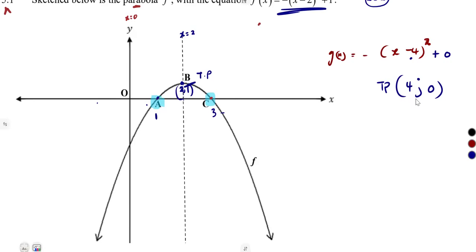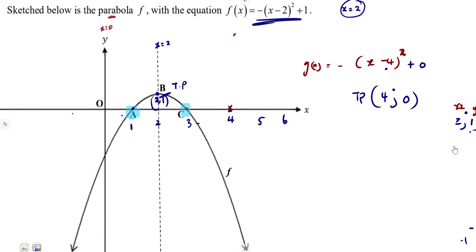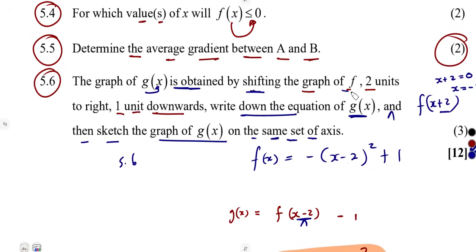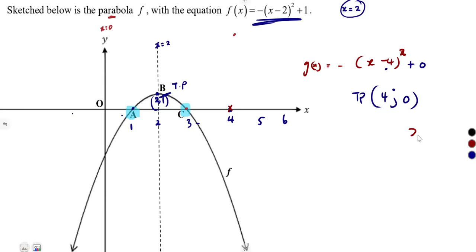So its turning point is at (4, 0), as we have got 1, 2, 3, 4, 5, 6, and so on. Its turning point is here at (4, 0). We can even analyze here to see if this does make sense or not. Let's go back here. They said this is obtained by shifting 2 units to the right and 1 unit down.